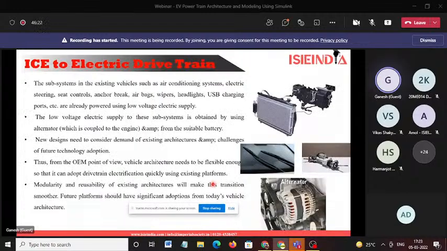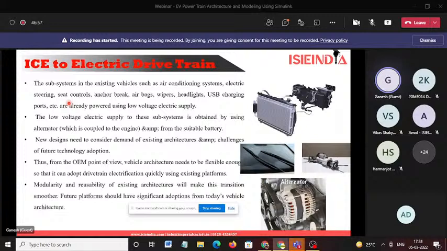So when you are going to shift your IC engine vehicle to an electric drivetrain, which subsystems are affected? If you see the existing subsystems, such as electric steering, seat controls, anchor brake, airbags, wipers, headlights, USB charging ports, etc., these all are low power supplies. They require very little power, so whatever power we are getting from the battery or the alternator, we use that power supply to control all these functions.